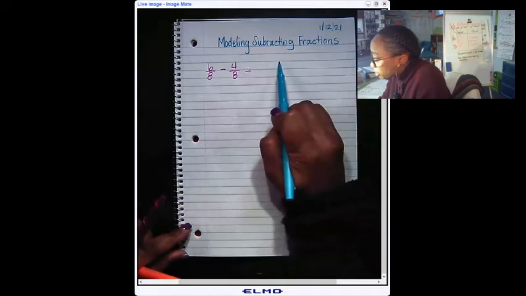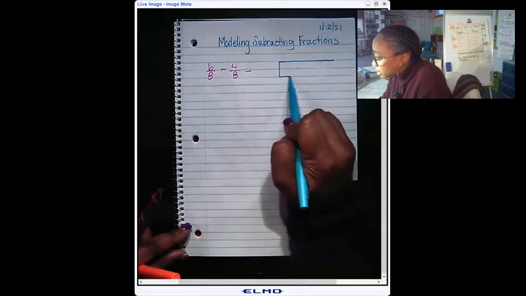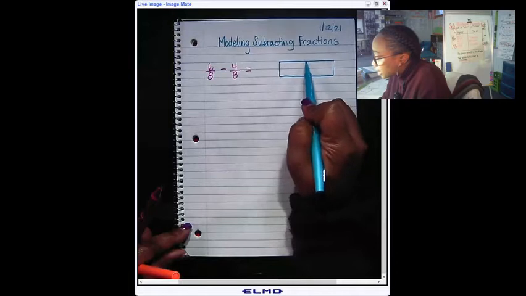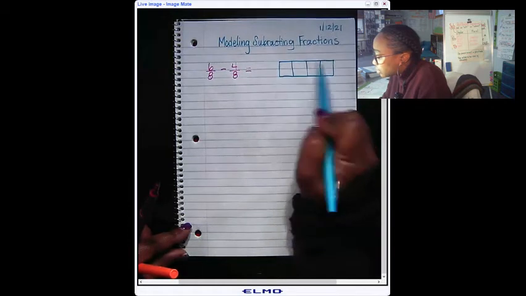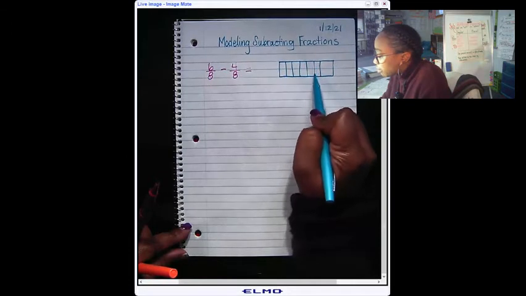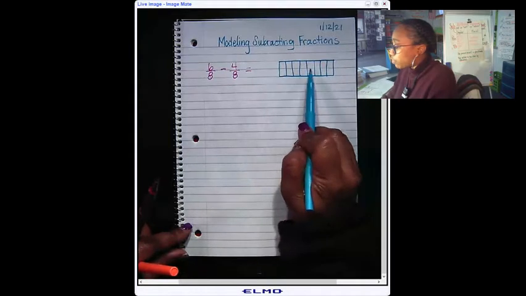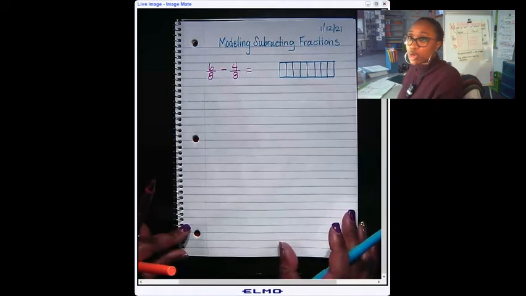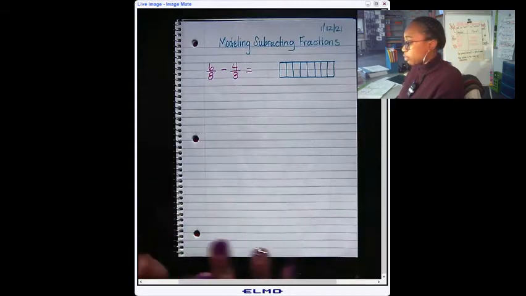So I'm going to do a strip. And I'm going to take this strip and separate it into eighths. So first I'm going to do it in half and then into fourths. And now I'm going to take those fourths and separate them into eighths. Okay, so now I have 1, 2, 3, 4, 5, 6, 7, 8 total parts. So take your time, pause this video as you need to make sure that you are keeping up with me.